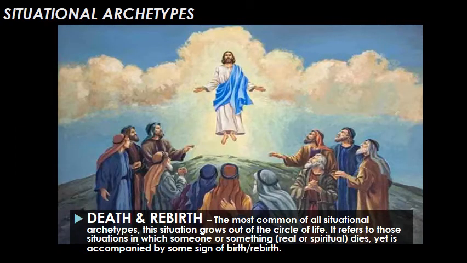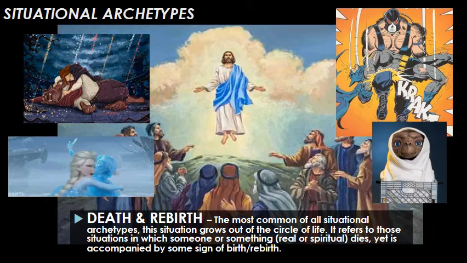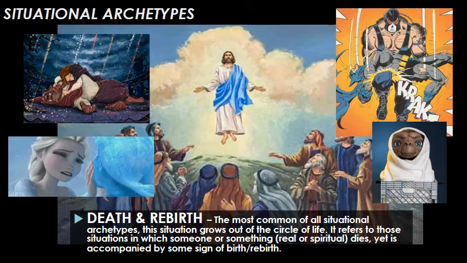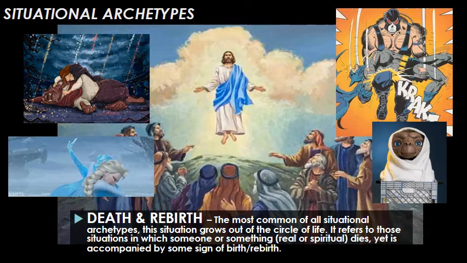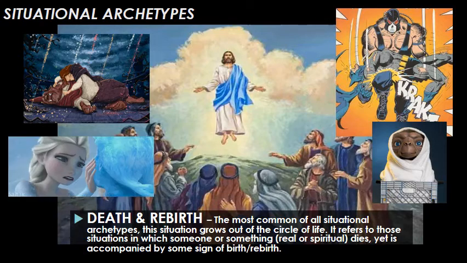The next example is death and rebirth. This situational archetype usually goes hand in hand with the Christ figure character archetype, as I'm sure you can guess. The death and rebirth situational archetype is one of the most common. It usually refers to situations when someone or something dies and is accompanied by some sign of rebirth. Now, it doesn't necessarily mean that they actually die and are resurrected. Sometimes it just appears that they die, or sometimes they die to their old selves and are reborn as a new person, meaning that they've learned something new and really changed as a person and changed their ways.